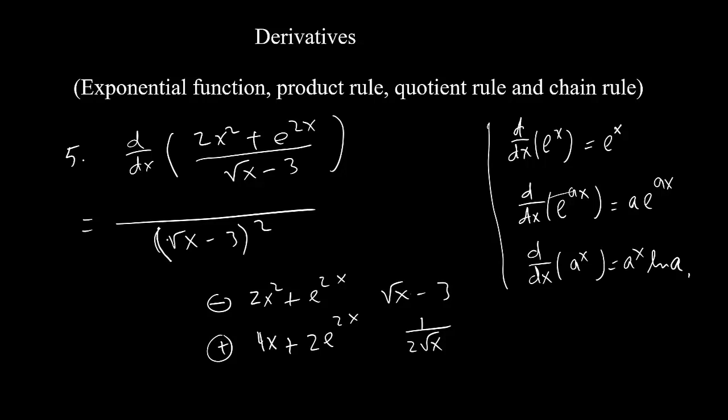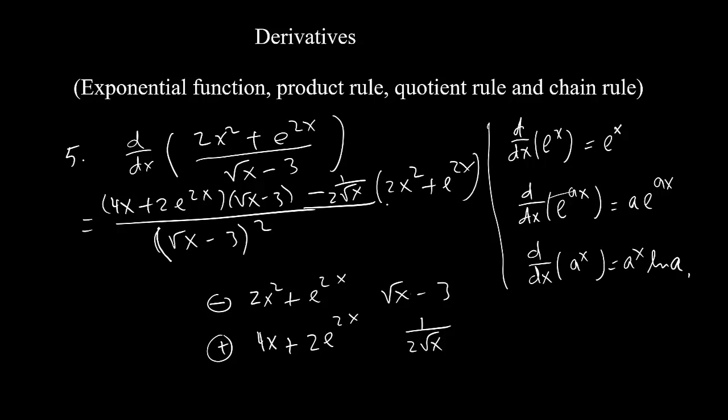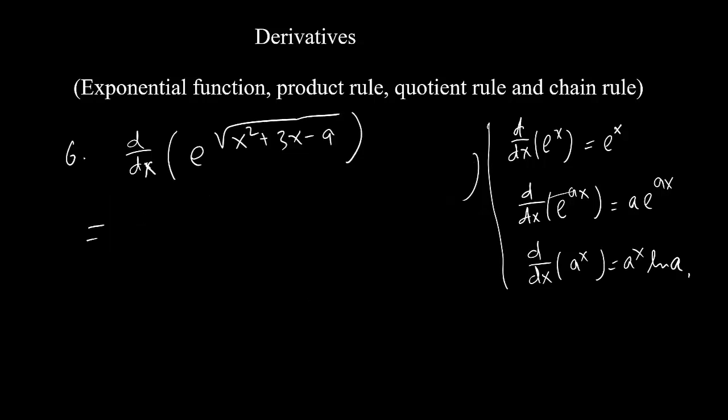Now what happens in the top? We get 4x plus 2 e to the 2x times square root of x minus 3, and then minus the other part. We have 1 over 2 square root of x, and then 2x squared plus e to the 2x, and you just leave it there. So you are done with the quotient rule. We'll take one more example for the chain rule.